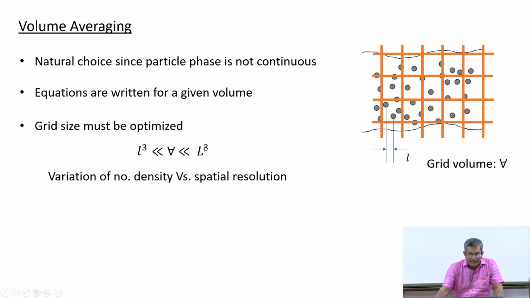The characteristic size. For example, let's say you are considering particle-laden flow in a channel, then the channel height is the characteristic dimension. If you are considering the behavior of particles in a jet, then the radius or diameter of the jet is the characteristic length. If the grid size is comparable to the characteristic length, then you lose out the information because that is averaged out. However, if it is too small, we have another issue also.